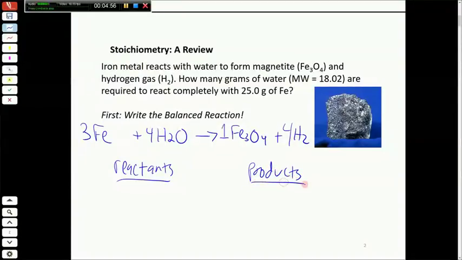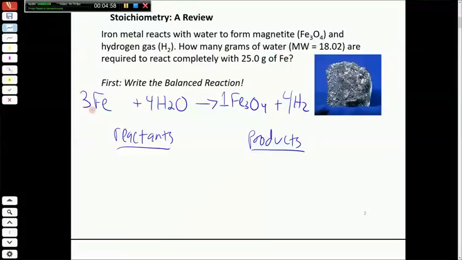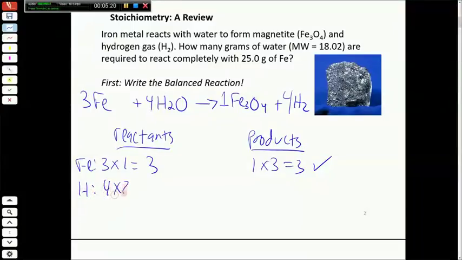Okay, so on the reactant side, we have 3 irons. Each one has 1 atom in it, so it's a total of 3 iron atoms. And then on the product side, we have 1 Fe3O4. Each has 3 irons. So that matches up. So iron is balanced. Hydrogen: on the reactant side, we have 4 waters, each with 2 hydrogens, so a total of 8. And then on the product side, we have 4 H2s, each also with 2 hydrogens, still a total of 8.